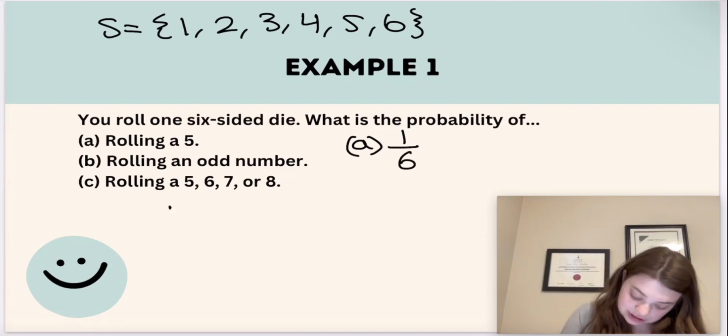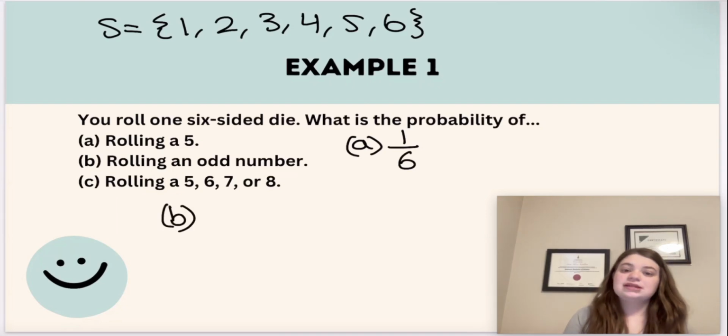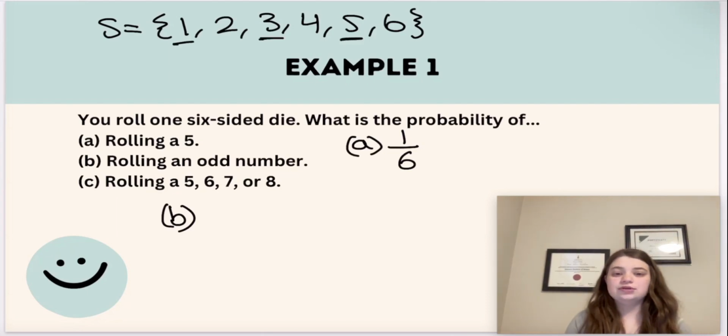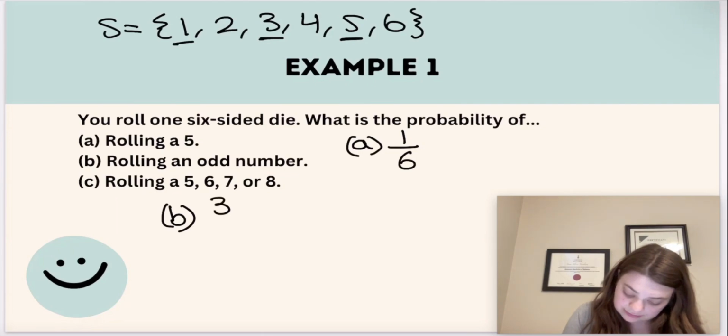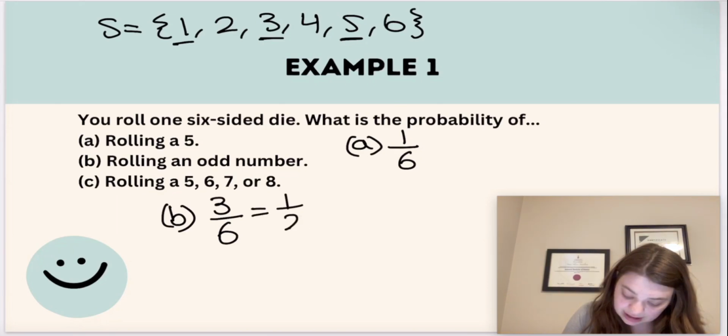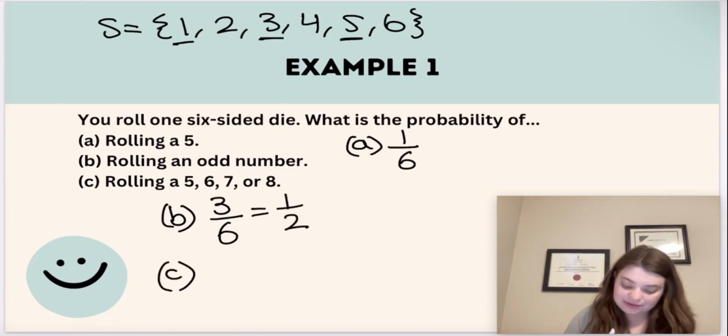What about for B, which asks about rolling an odd number? Let's count how many odd numbers there are in our sample space. There's 1, 3, and 5. These are all odd numbers. So there are 3 odd numbers out of a total of 6 possible outcomes. So the probability of rolling an odd number is 3 out of 6. If we divide numerator and denominator by 3, this reduces to 1/2. So half the time we will get an odd number, the other half the time we'll get an even number.